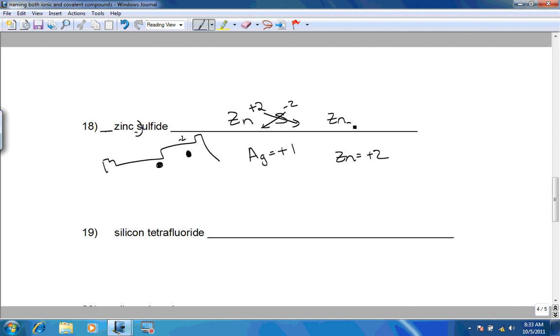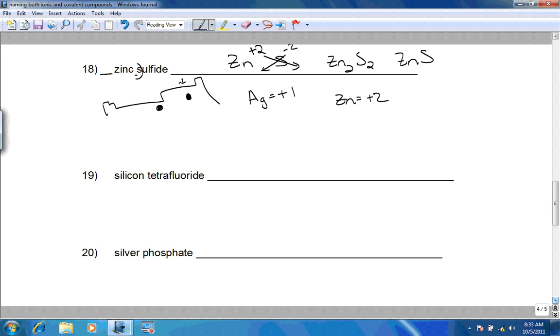Crisscross and it becomes Zn2S2. But you'll notice it's 2 and 2. That means it can be reduced to ZnS. When you do the crisscross method, always check to see if it's reduced. You don't have to reduce it when there's prefixes.